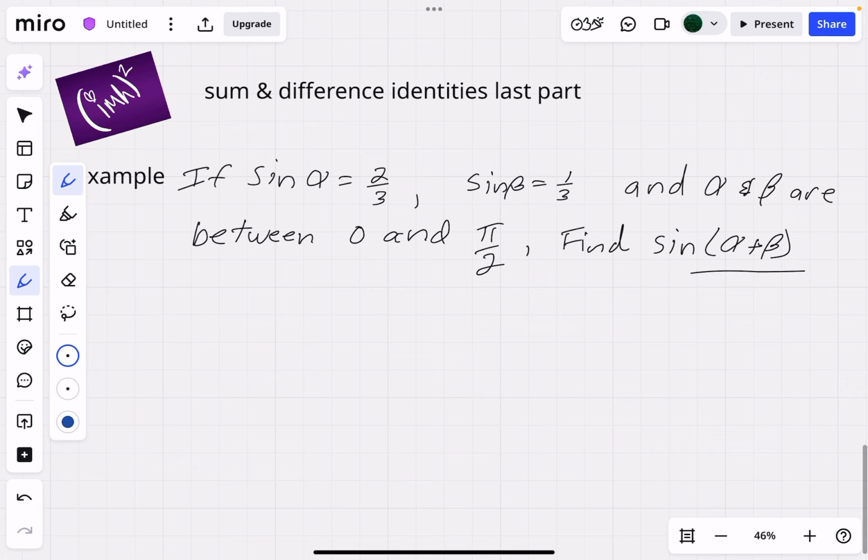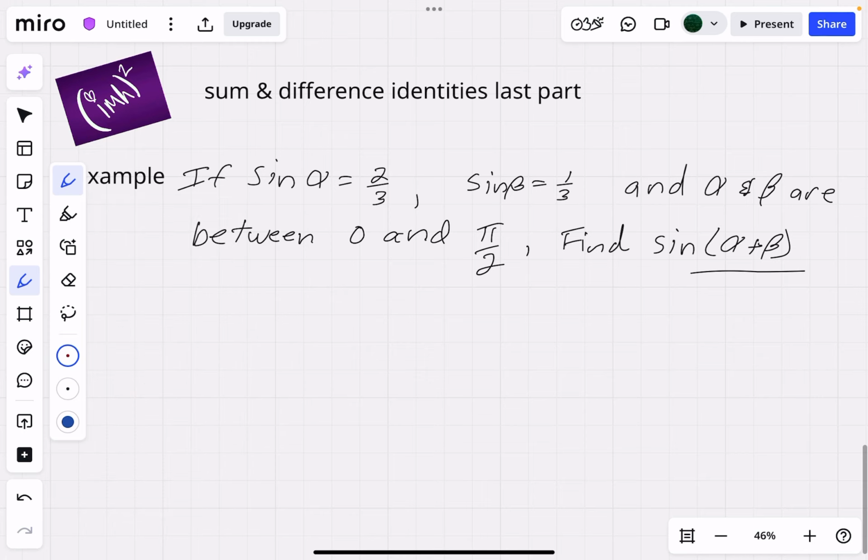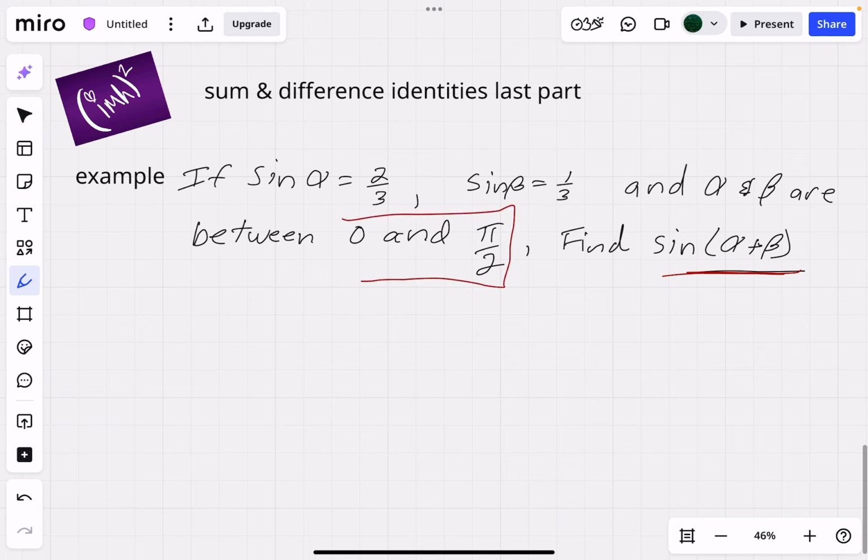That's how we know that we're trying to use the sum and difference identity, because they're actually literally telling us to use it here. Now, when they tell you between such and such and such and such, they're just telling you what quadrant it's in. So I'm going to work on this example in the first quadrant.